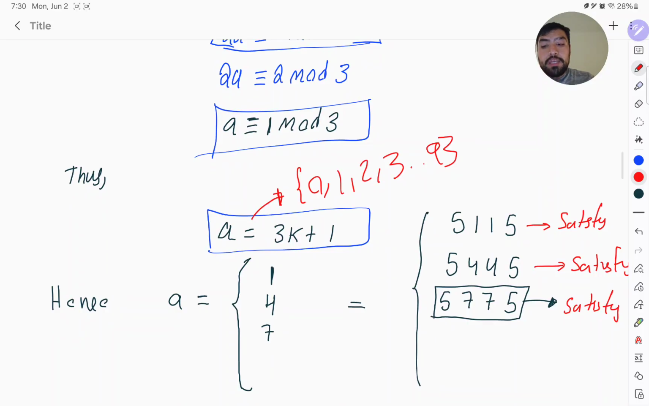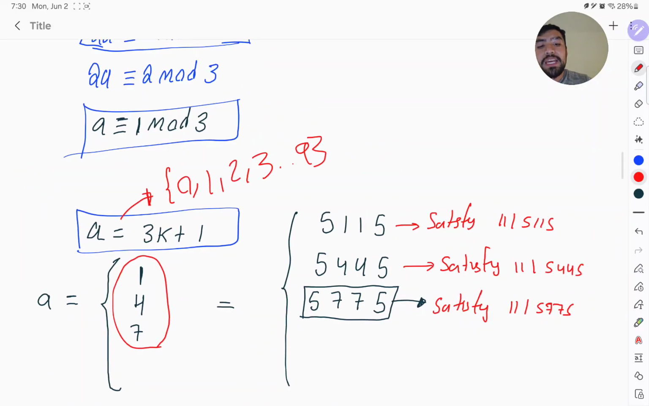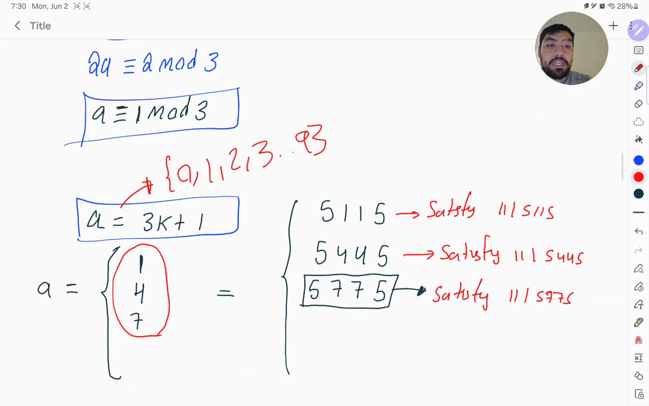And if we take arbitrary values of k, then we obtain that the possible values for a are 1, 4 and 7, and writing down those numbers we can check manually that we get those three numbers, okay? The three numbers are palindrome numbers that satisfy the first condition, which is divisibility by 3, and also the divisibility by 5 because they all end in 5.